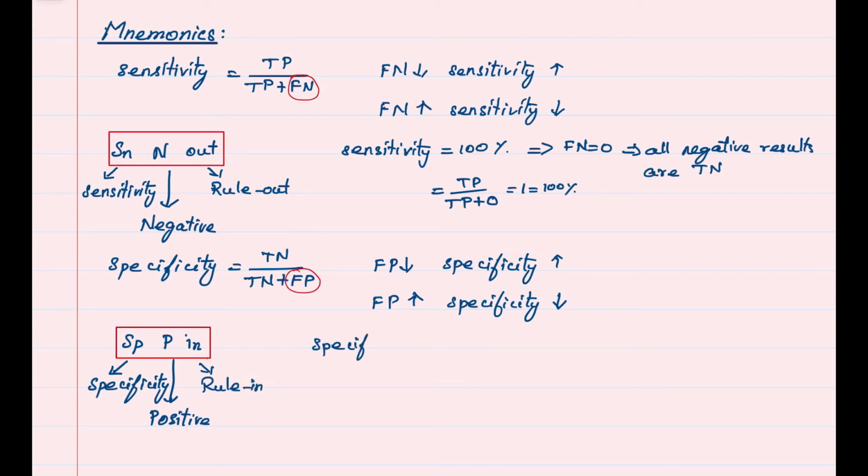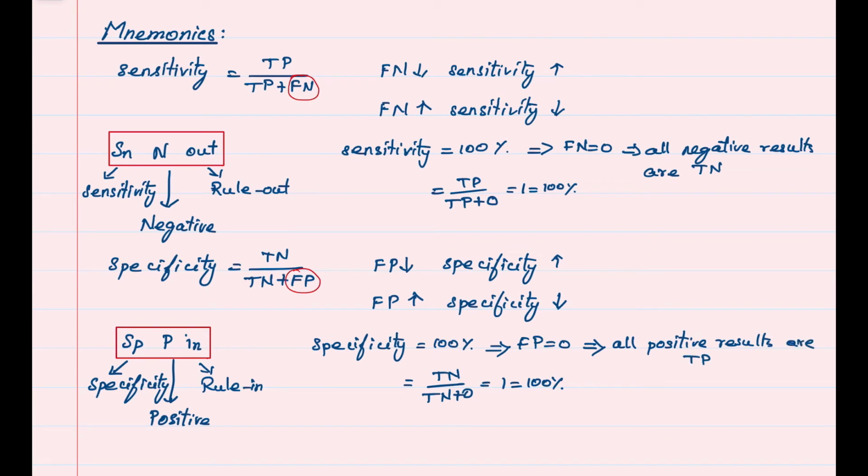If specificity is 100%, then FP has to be 0, because the specificity formula is TN upon TN plus FP. FP has to be 0 so that TN upon TN becomes 1, which is 100%. And if FP is 0, there are no false positive results. So, all positive results are going to be true positive.